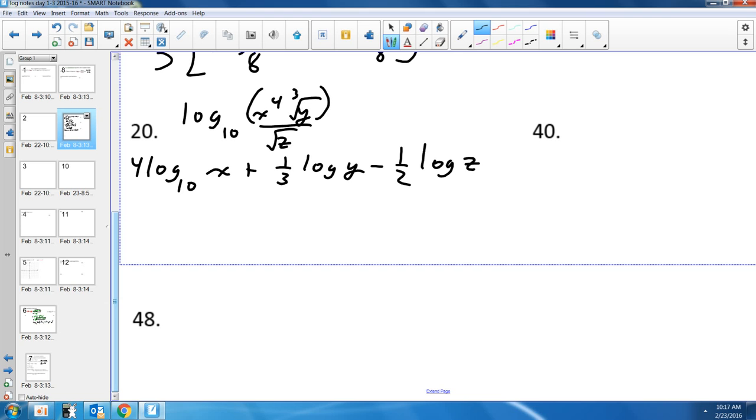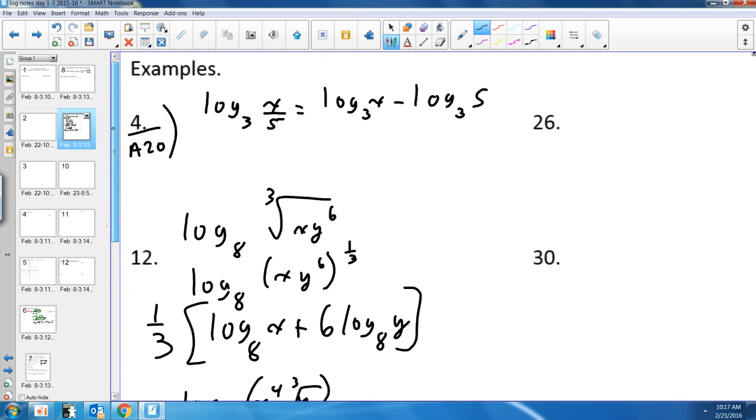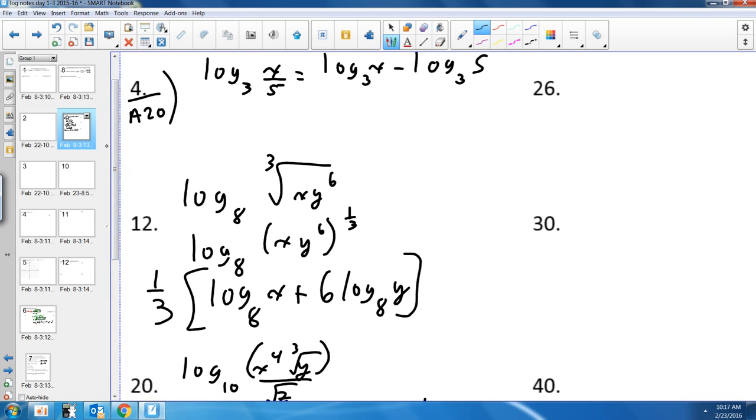Let's go to the next one, which is 26. 26 says instead of expanding, we're going to condense it. So this says 4 log base 2 of x plus 5 log base 2 of y. Combine. It's the sum of logs. We can combine them into one log, so this becomes log base 2. It's the same base, so I can combine them.